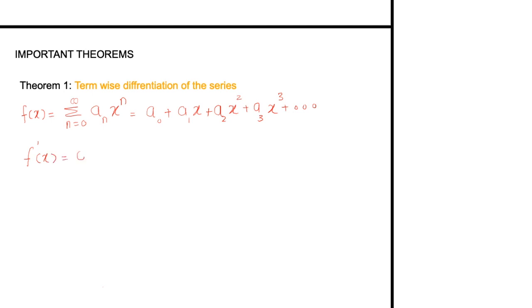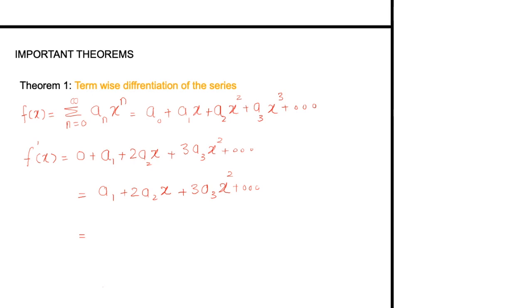And now if we differentiate the above function with respect to x, because a naught is constant, this will vanish. We will get a1 for a1 into x, and we will get 2a2x for the third term. For the fourth term in the series, we will get 3a3x squared. So we can write a1 plus 2a2x plus 3a3x squared, and so we can see here that the power of x is reduced by 1 after first differentiation.